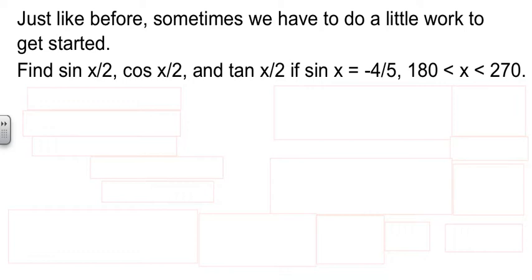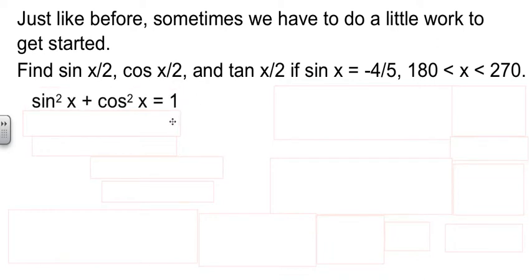Now, just like before, sometimes we have to do a little bit of work to get going. If you noticed on all 3 of the formulas, the key thing to know is cosine x. If they gave me cosine x, I'm in like Flynn. I can just go right to work and get the job done. If they didn't give me cosine x, then I've got my hands full. I'm going to have to do some Pythagorean work to get cosine x, because all I was given is sine x.